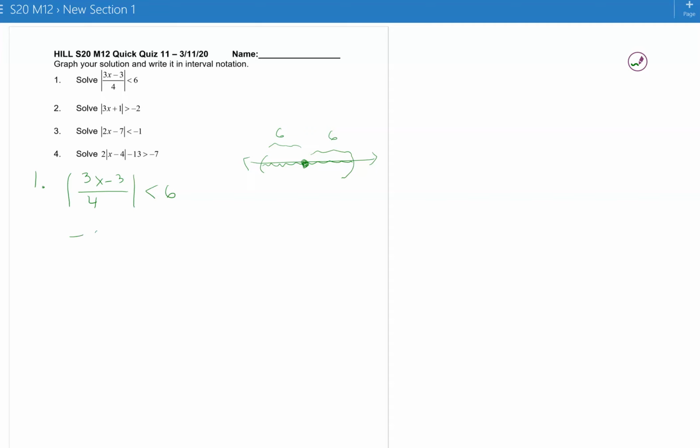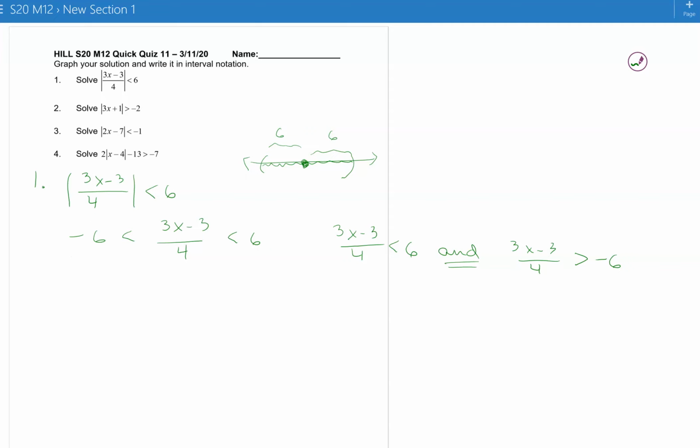So we have negative 6 is less than (3x minus 3) over 4, which is less than 6. Or you can write it as two separate inequalities: (3x minus 3) over 4 is less than 6, and you need the word and, (3x minus 3) over 4 is greater than negative 6. Some of you did this different ways, and that's fine.